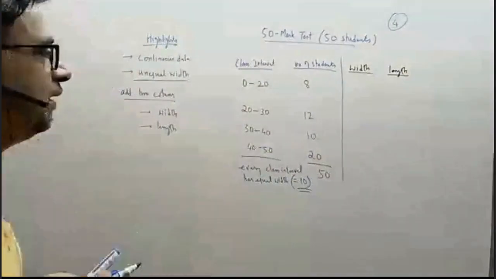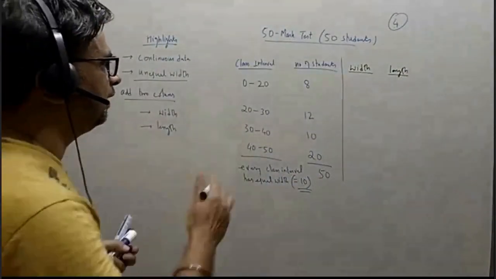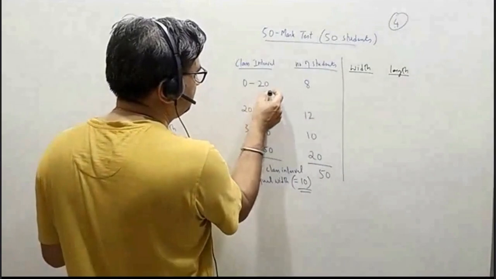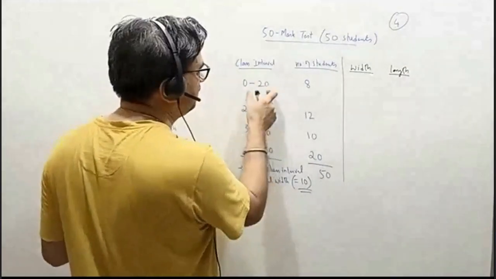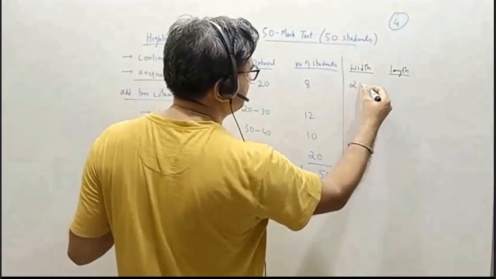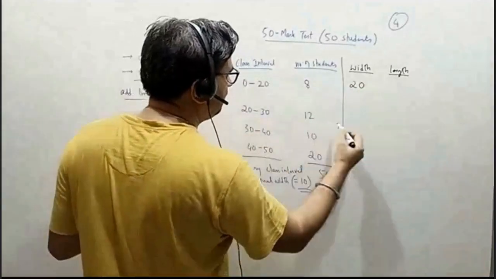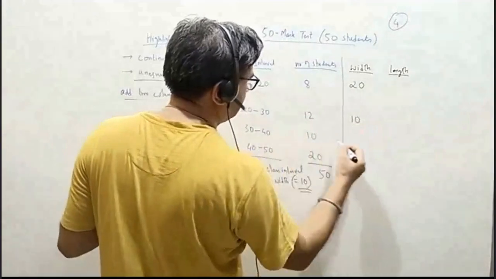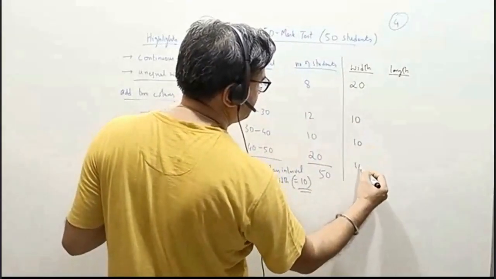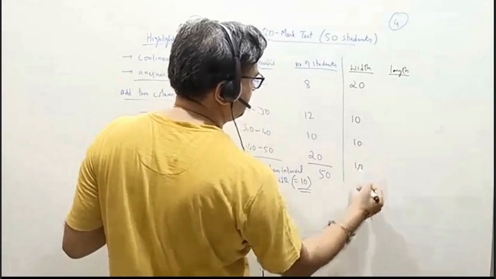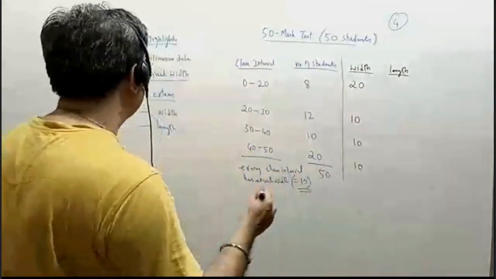Width is going to be 20 minus 0. The upper limit minus the lower limit gives us the width. So don't you see that this width is 20? In this case, it is 10. In this case, it is 10. In this case, it is 10. Yes, the width is 20, 10, 10.